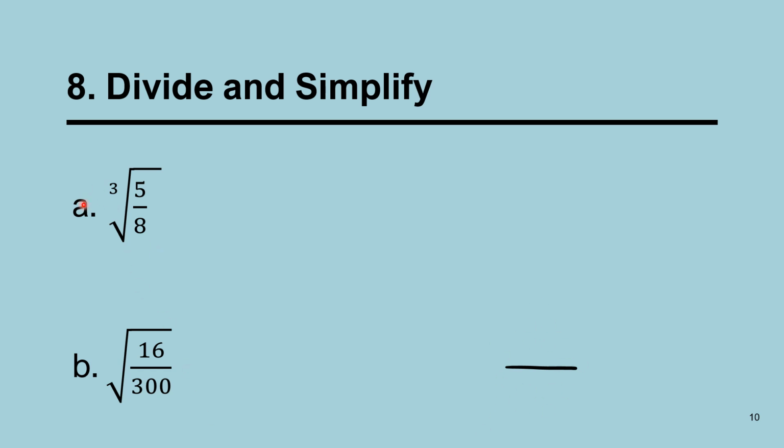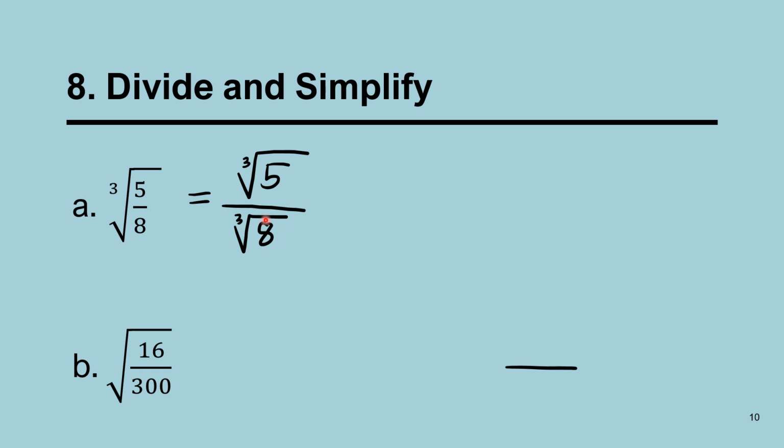Our first example says the cube root of 5 over 8. We are going to split that up and do the cube root of the top divided by the cube root of the bottom. Now 5 is not a perfect cube, and it doesn't have any perfect cube factors. The only thing that multiplies to 5 is 5 and 1, it's prime. So we're just going to leave the numerator alone.